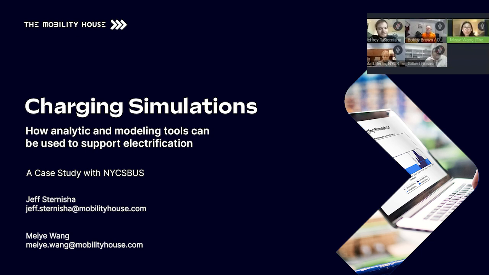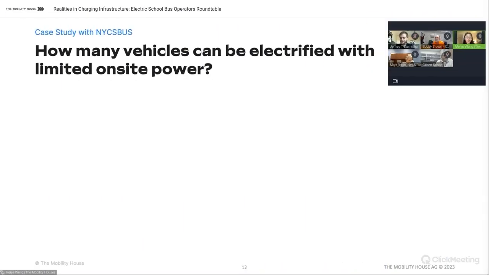This case study is with NYCSBUS on their Zarega site, which they are now in the process of electrifying. Earlier this year, when we started talking to the utility, we realized that there is a limit of power connection on the utility side for this site. There's only 80 kilowatts of power on the site. So this question very naturally came to us: we have to figure out how many vehicles can be put into the site with the limited on-site power.